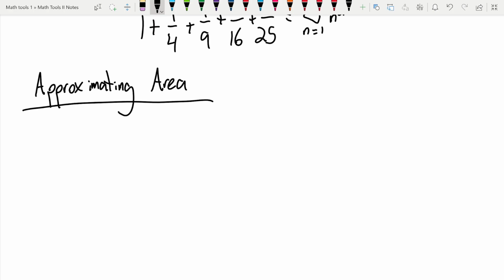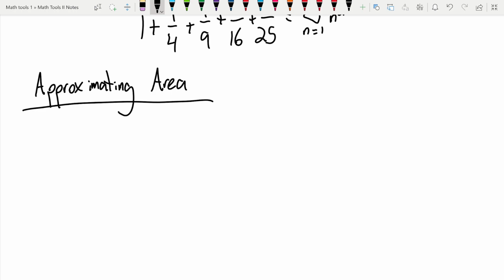So now we want to get into how exactly we approximate the area underneath the curve. This is kind of similar to how we would approximate the rate of change by finding 2 points. If we want to approximate the instantaneous rate of change, we would find 2 points that are very close together, and we would find the average rate of change between them. So same kind of idea here.